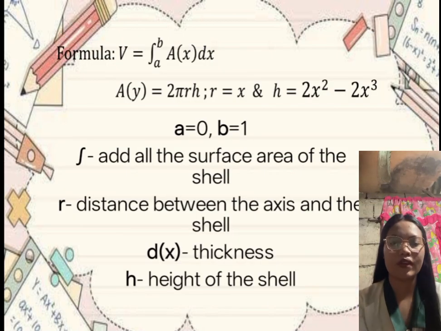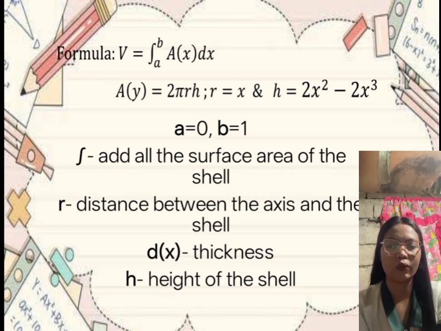So now we have here the formula of shell method, which is volume is equal to the integral from a to b of A(x) dx. So our A(x) is simply equal to 2 pi times r times h. So now we will find a and b. So based on the figure earlier, the a is located at the center, which is x is equal to 0, and our b is at x is equal to 1.